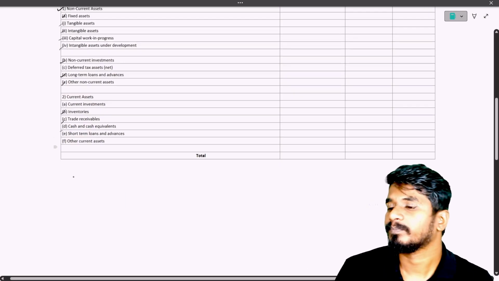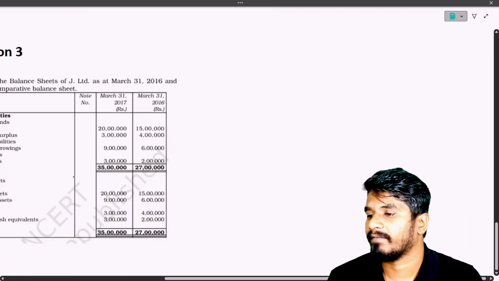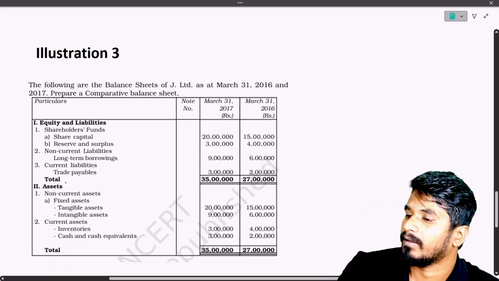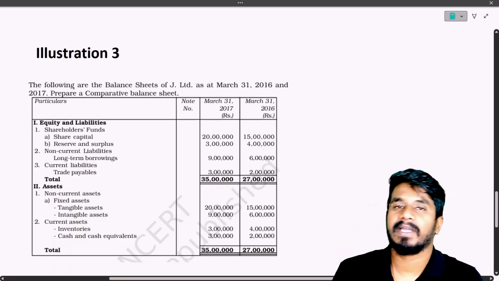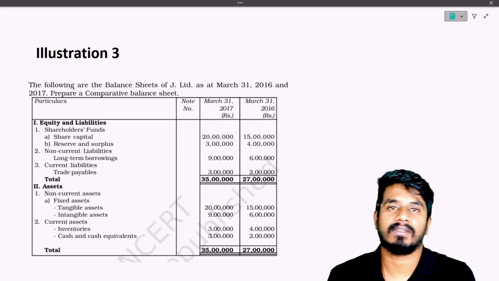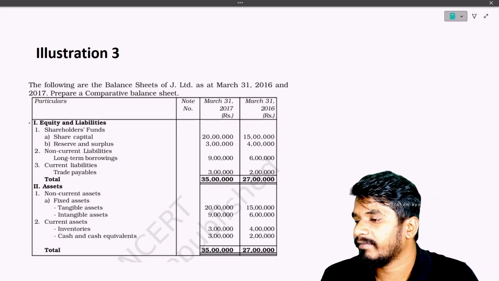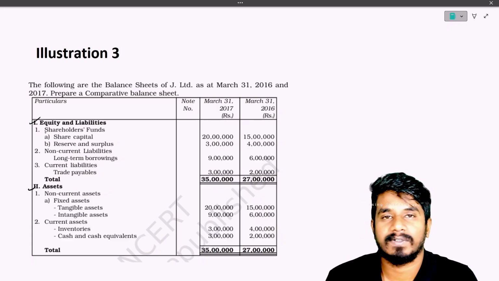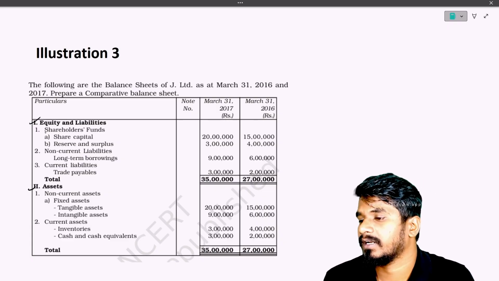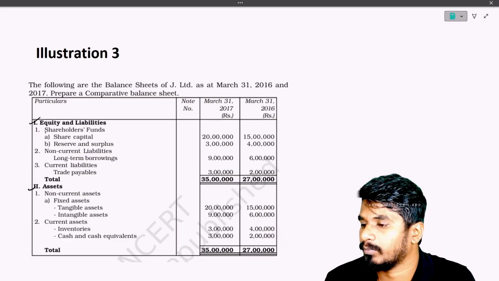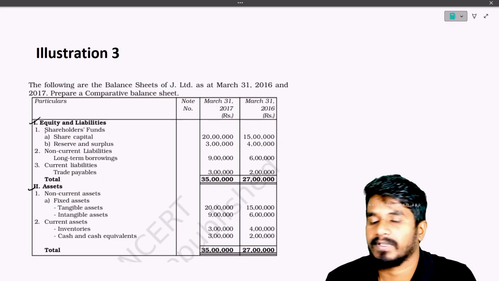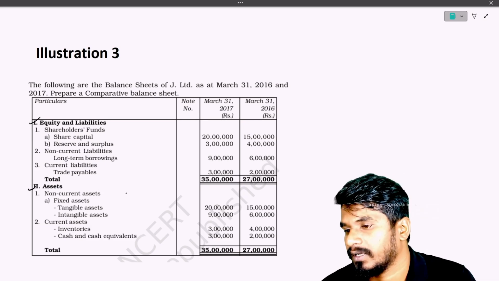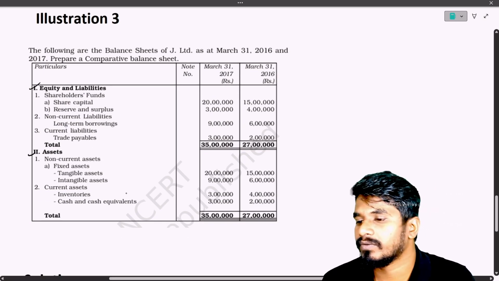So let us go to the question. I have taken an NCERT question. We have a balance sheet here, and we need to prepare a comparative balance sheet with this. They have given equity and liability and assets. Under equity and liability, we have shareholders' funds, share capital, reserves and surplus. Under non-current liabilities, we have long-term borrowings. Under current liabilities, we have trade payables. So many things are there. We'll go through this and prepare the solution.